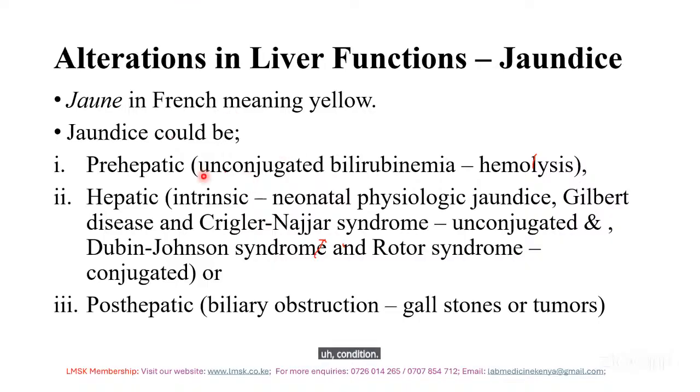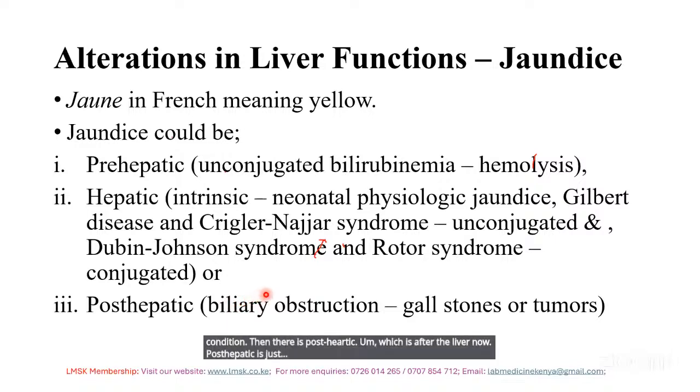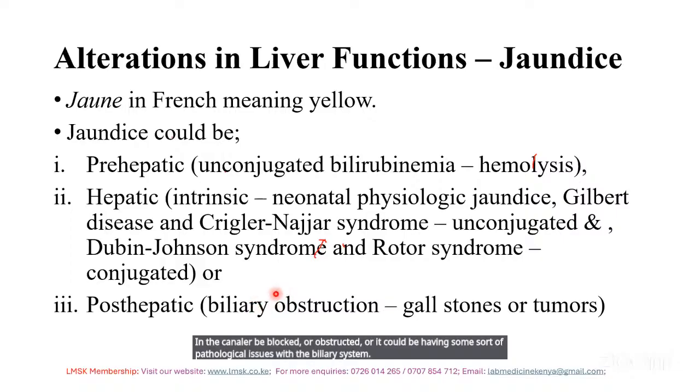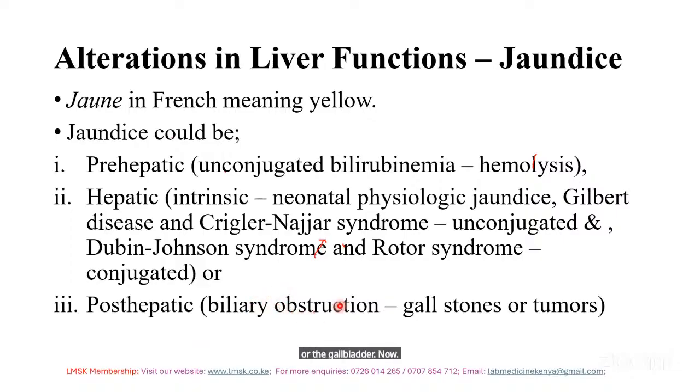Then there is posthepatic, which is after the liver. Posthepatic is just abnormalities that are happening after the blood has gone through the liver, which could be the biliary system, which is the main one. It can either be blocked or obstructed, or it could be having some sort of pathological issues with the biliary system or the gallbladder. Now, that particular pathway leads to too much conjugated bilirubin.